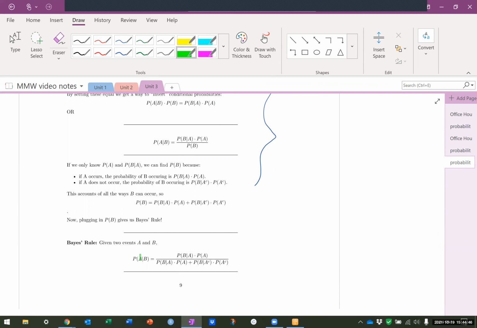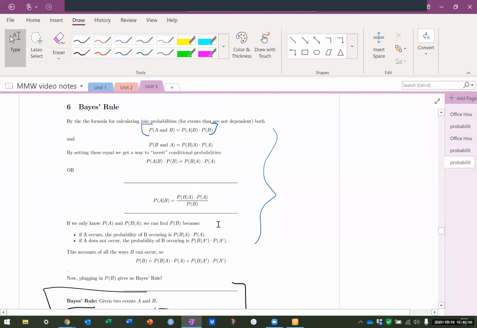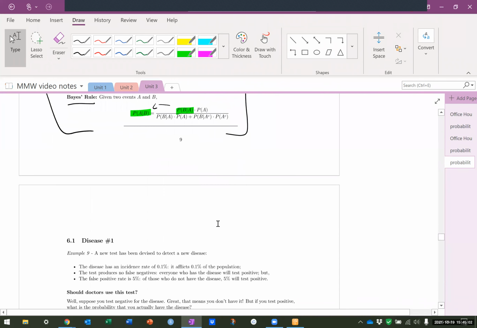If I know B given A, I can invert them using this formula called Bayes' rule. So this is a formula that we're going to use in this class. If you're curious where it comes from, go ahead and read the notes. But I want to use it.